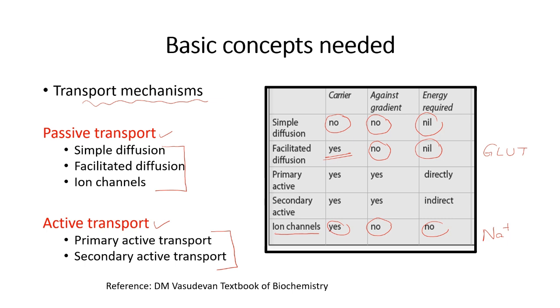And then active transport, you have two types: primary active and secondary active. The only difference between these two is energy is required for both, but it is directly required in primary active, it is indirectly required in secondary active. So primary active, you have the example of a sodium potassium ATPase pump, which is an example of primary active transport. And secondary active, we have seen in the video of glucose transporters, SGLT, sodium dependent glucose co-transport, which is an example of secondary active transport.